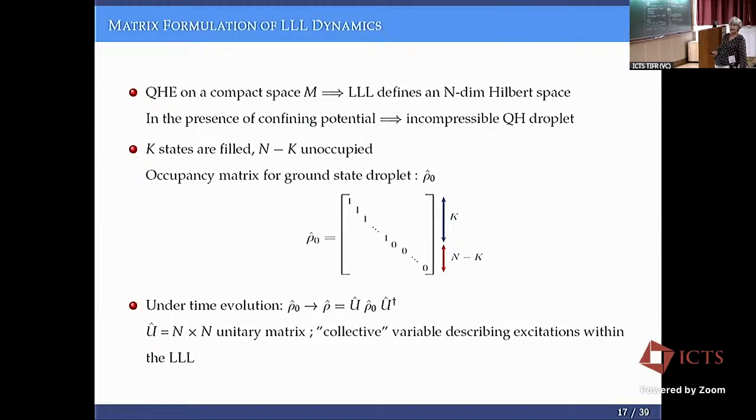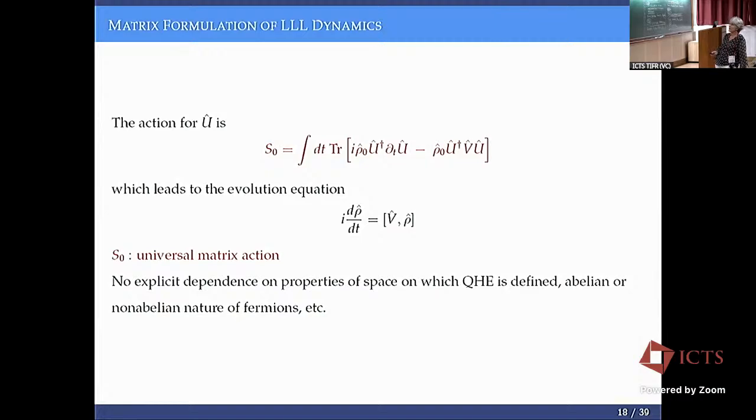Now we can write an action for this U, and the action is of this form. V is the confining potential. And this leads to the evolution equation that we expect. Now, it's important here that this is a universal matrix action. Okay, these are n by n matrices, with no information at all about what space we define the quantum Hall effect on, whether we have abelian or non-abelian nature of fermions and stuff like that. This is a completely matrix action.